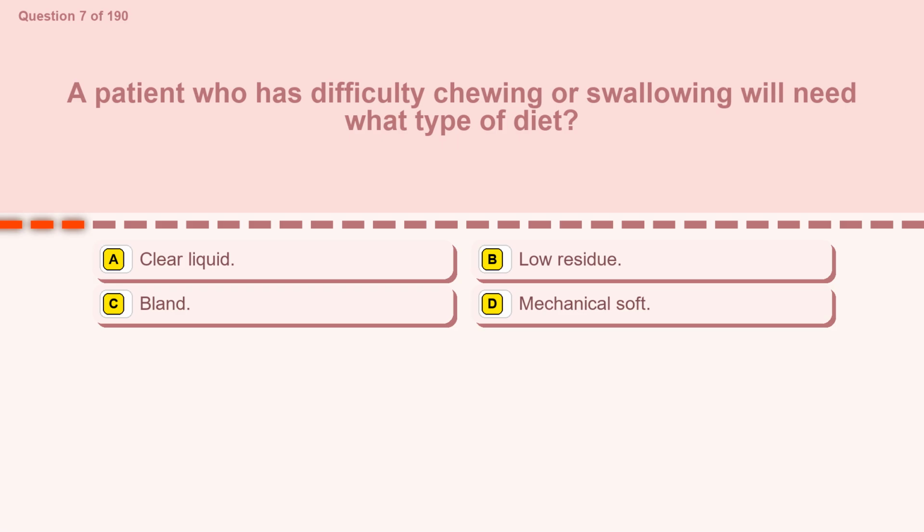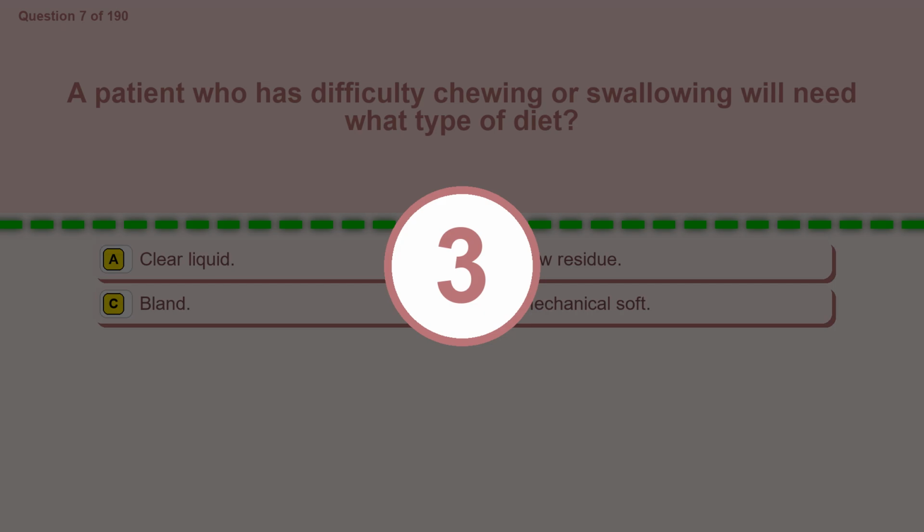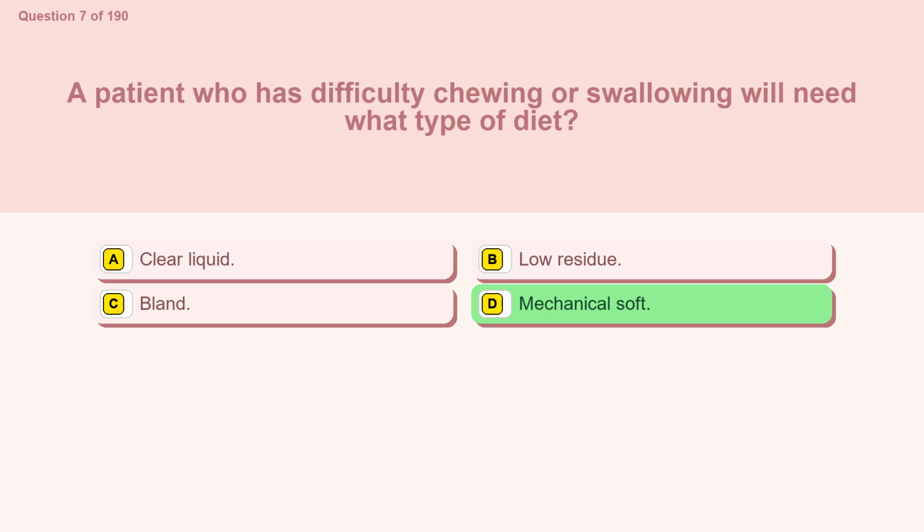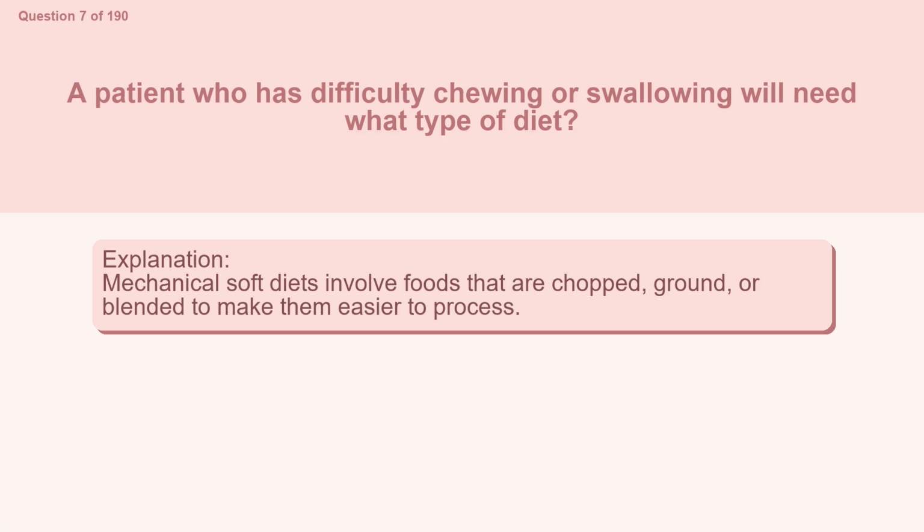Question 7. A patient who has difficulty chewing or swallowing will need what type of diet? Option A. Clear liquid. Option B. Low residue. Option C. A bland. Option D. Mechanical soft. The correct answer is option D. Mechanical soft. Mechanical soft diets involve foods that are chopped, ground, or blended to make them easier to process.